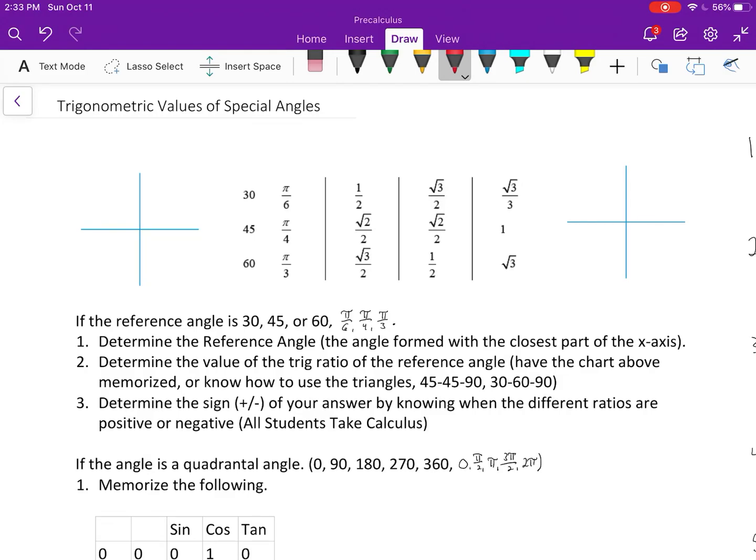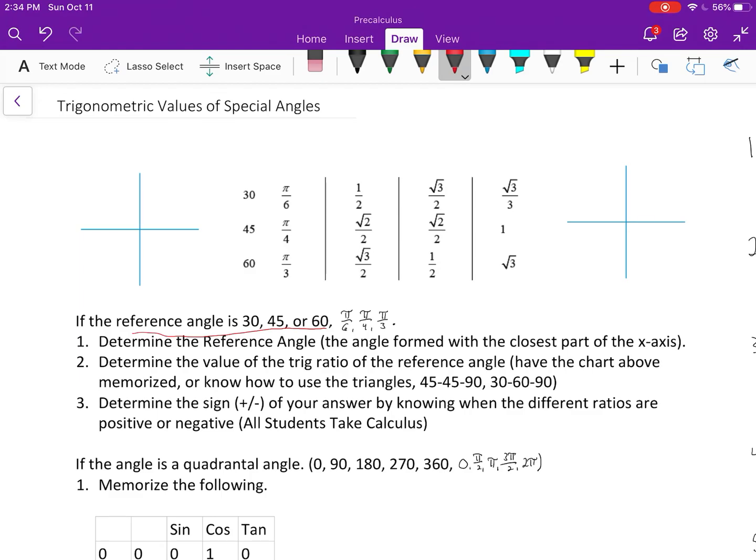We're going to take a look at the trigonometric values of special angles. And the special angles I'm referring to are 30, 45, 60, 90, 0, and then the ones in the different quadrants that relate to those. And so we'll go ahead and take a look at if the reference angle is a 30, 45, 60, or pi over 6, pi over 4, or pi over 3 if we're dealing with radians.